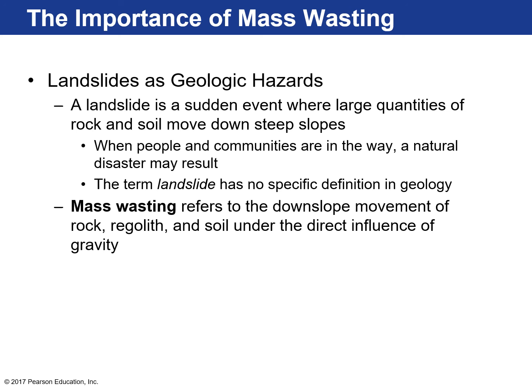A landslide is a sudden event where a lot of rock material, debris, regolith, soil just comes down a steep slope. And when humans are in the way, when roads are in the way, when cars are in the way, a natural disaster could occur. Okay. So mass wasting really refers to the downslope movement of rock, regolith, or soil under the influence of gravity.